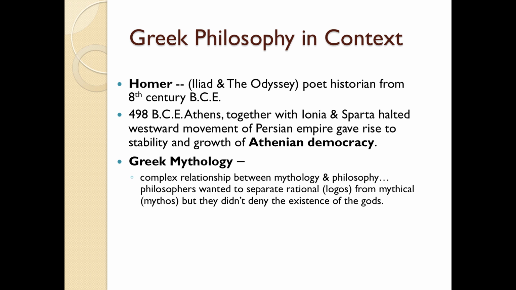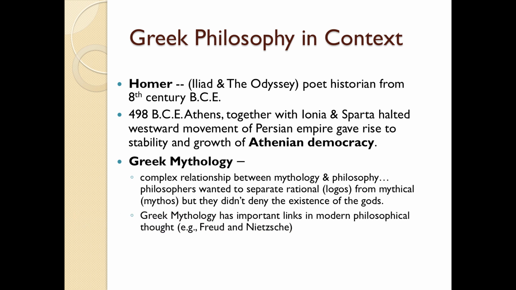So there is this complex relationship between mythology and philosophy. So philosophers were trying to say that rational ideas, or the logos, was separated from mythical ideas, or the mythos, but they didn't deny the existence of gods. They were kind of walking a fine line because people believed in the existence of gods. Greek mythology also has important links in modern philosophical thought to the works of Freud and Nietzsche. You'll see this come up when we talk about Nietzsche later on in the course.